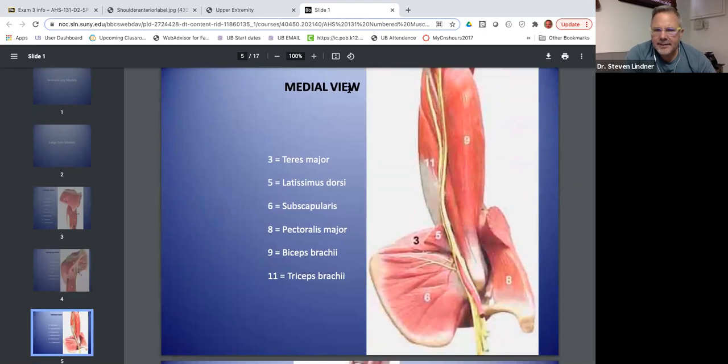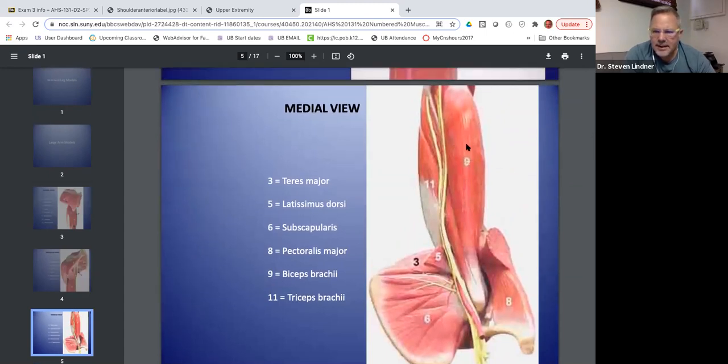Now we're looking at the arm from the medial view. Here's the biceps brachii. Here's the triceps. And the brachialis would be between the two. Kind of hard to see in this view. You have to really look at it more from the lateral view. What we see here, kind of sandwiched between number 9 and 11, this would be the coracobrachialis, because that's the coracoid process.